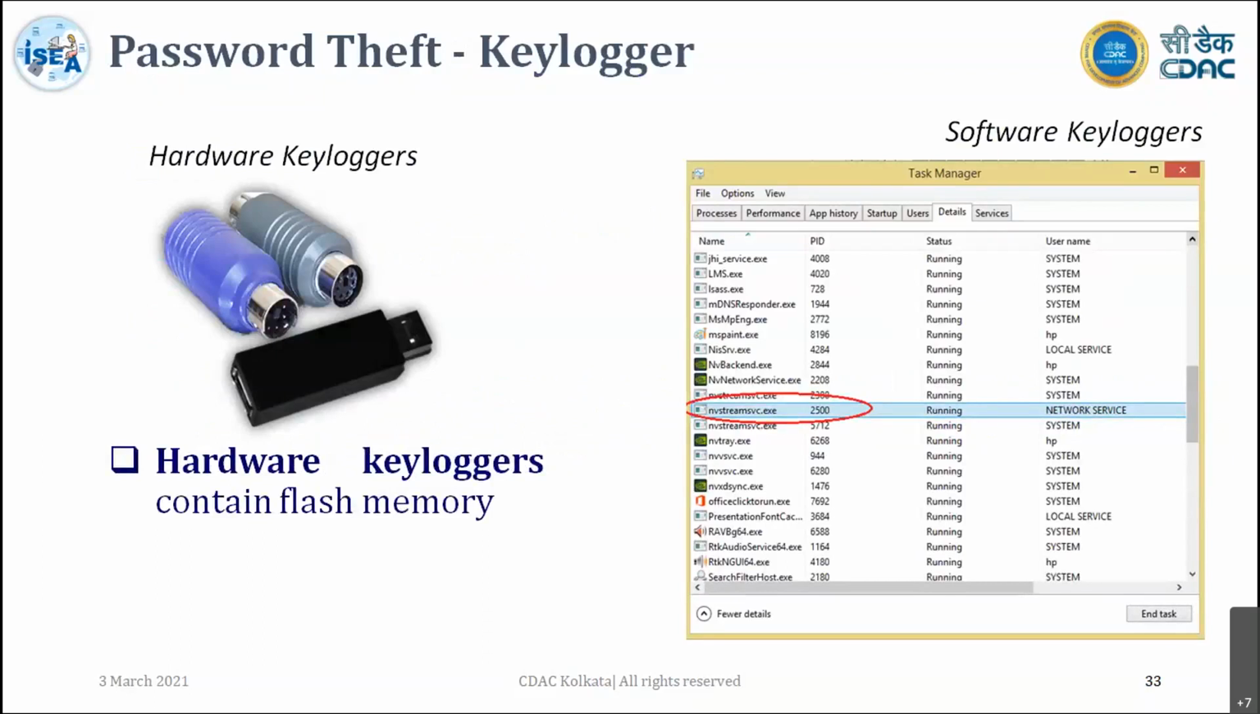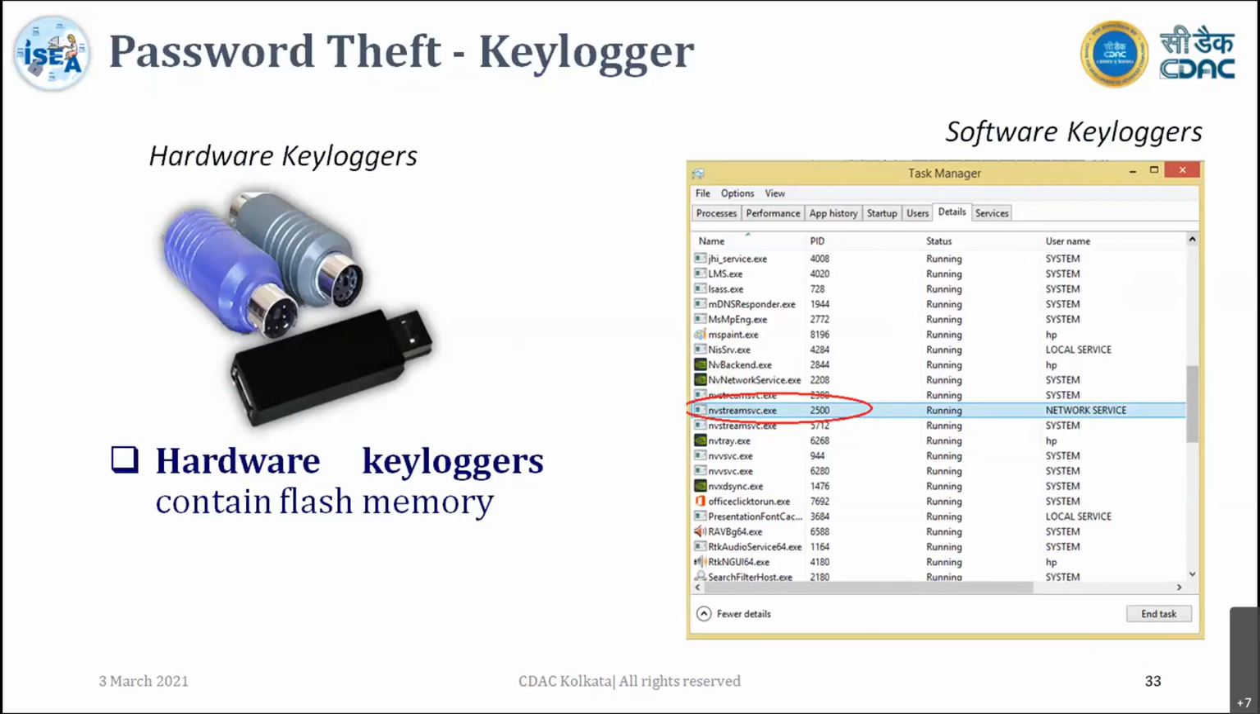One way of password theft is keylogger. It can be of two broad categories: hardware keyloggers and software keyloggers. Hardware keyloggers are obviously visible. They may appear like those devices which are on your screen. It may be serial or maybe USB. And those keyloggers have internal flash memory, just like your pen drive and all.